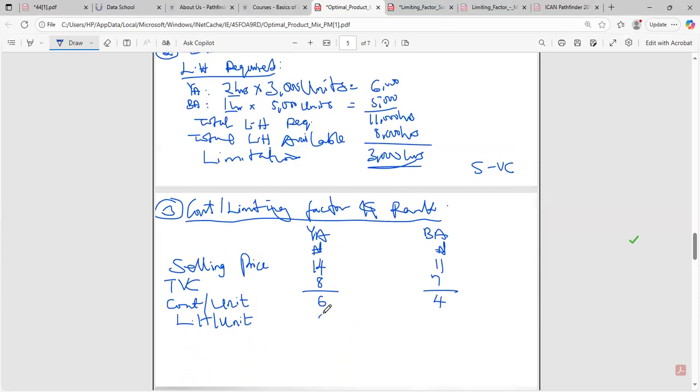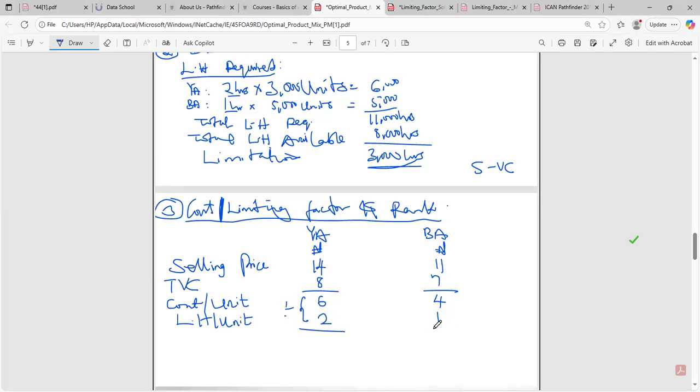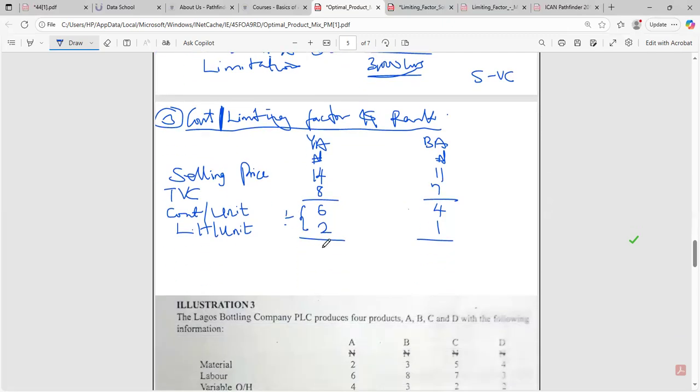Okay, 2 and 1. So let's go. What did I tell you about this part that they put here? It's divide. So just put it as divide. Run it for me. What do we have? 6 divided by 2 is 3, and 4. So 3 and 4. These are contribution per what?